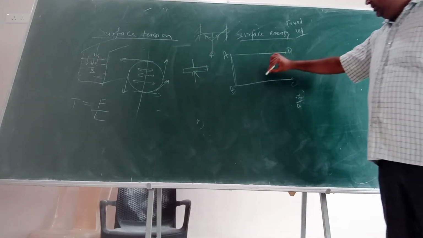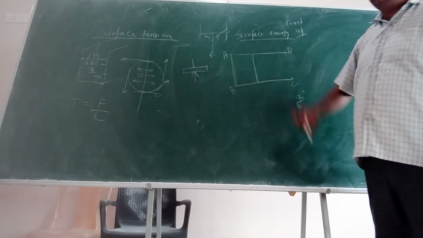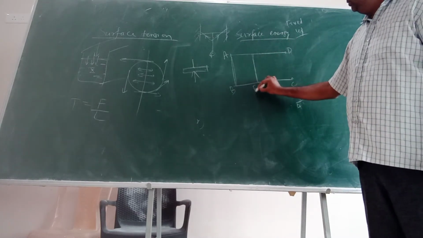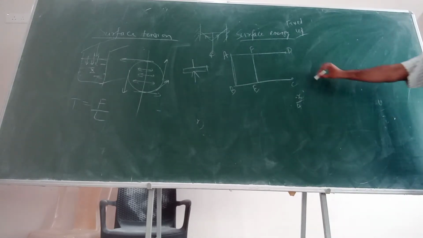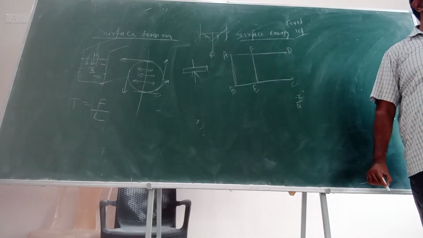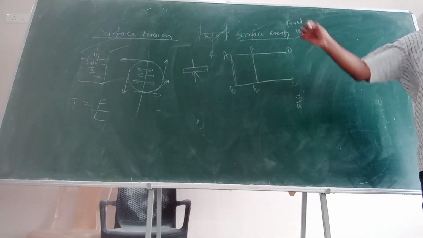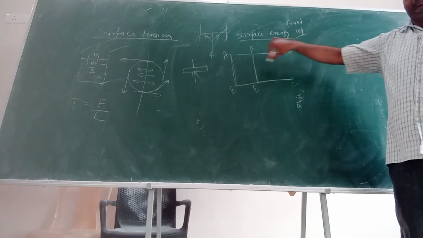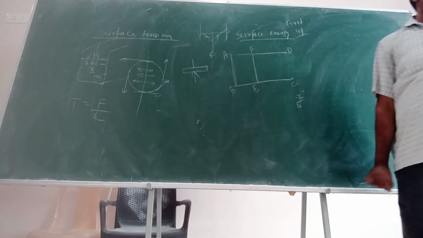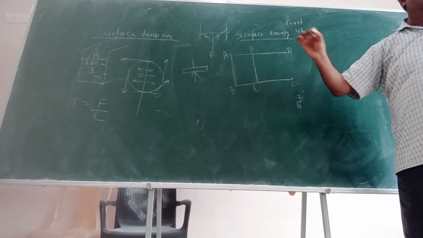Let us say the movable part of the frame is this. We call it EF. This is a frame, maybe a steel frame, whichever frame. EF is the movable part, and the rest are all fixed. That means you can move it back and forth. Now you put this in a soap film.